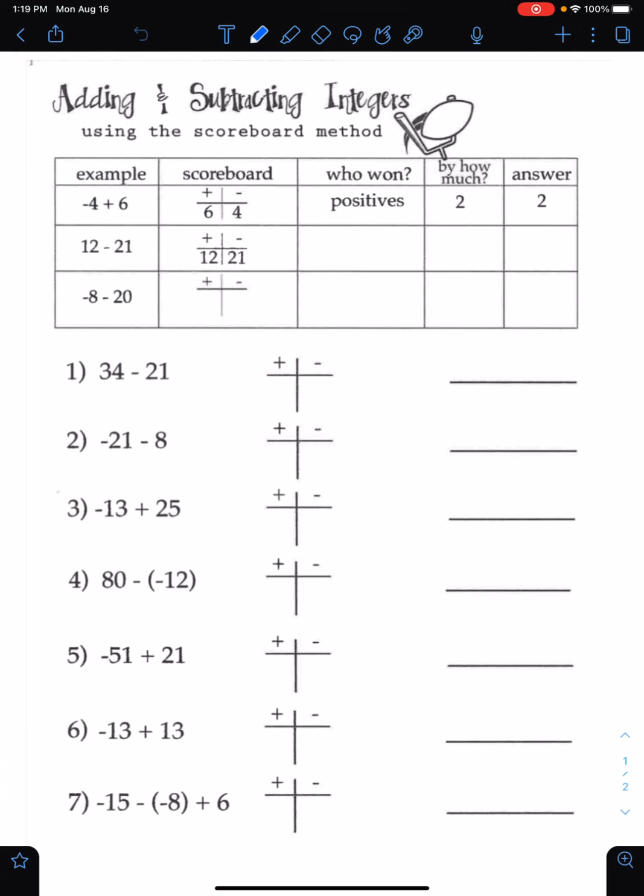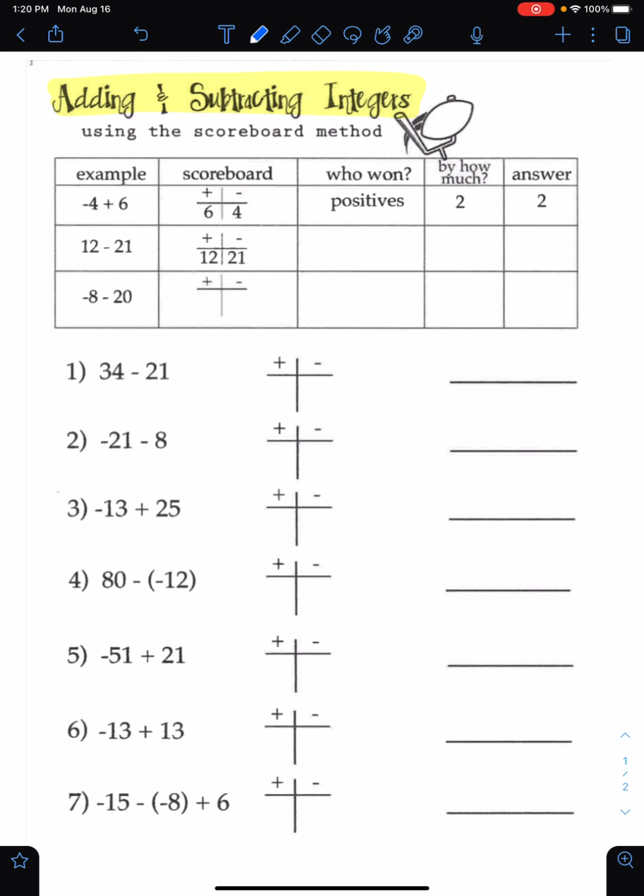All right, let's look at adding and subtracting integers. This is one of my favorite ways of learning adding and subtracting integers: thinking about each problem as a scoreboard problem. So we all know how a scoreboard works, right? The team that has the most points wins, and we're going to use that idea to learn about adding and subtracting integers.